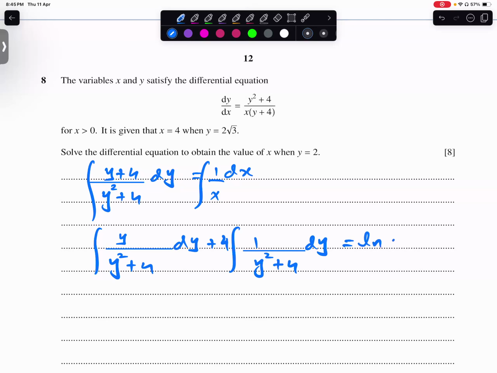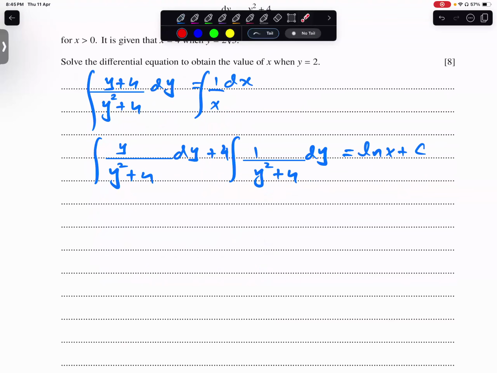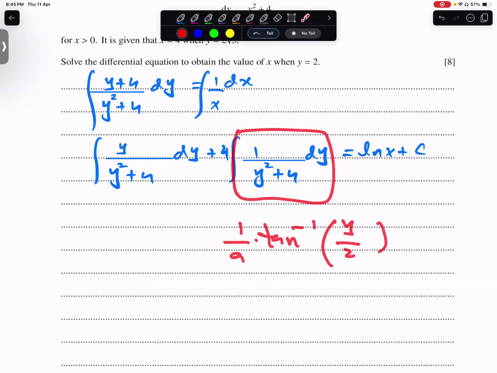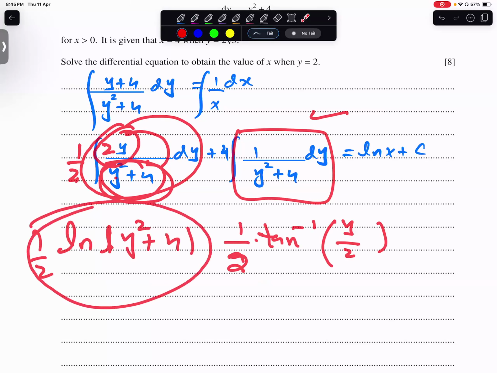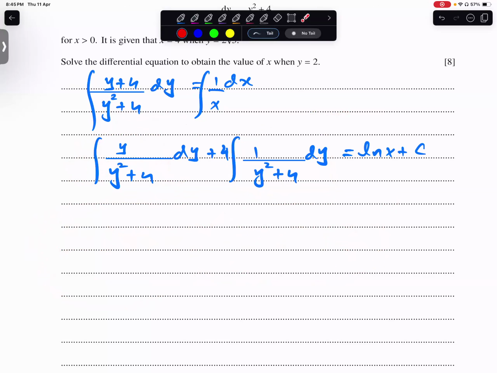So natural log of x plus constant of integration. Now, students, you will apply 1 over a times tan inverse of y over 2 on this, and you will multiply it with 1 over 2 and then 2, so that the derivative of the denominator will become the numerator, and then later on I'm going to apply this technique. Actually, this is your mental math. This working is happening in your mind.